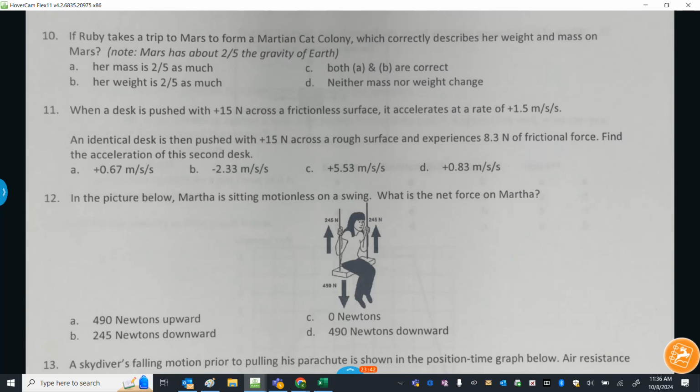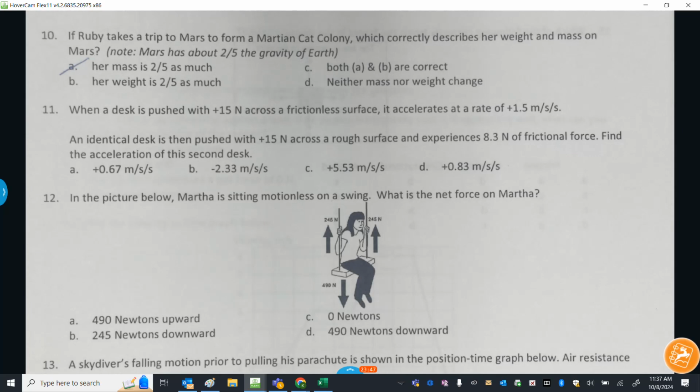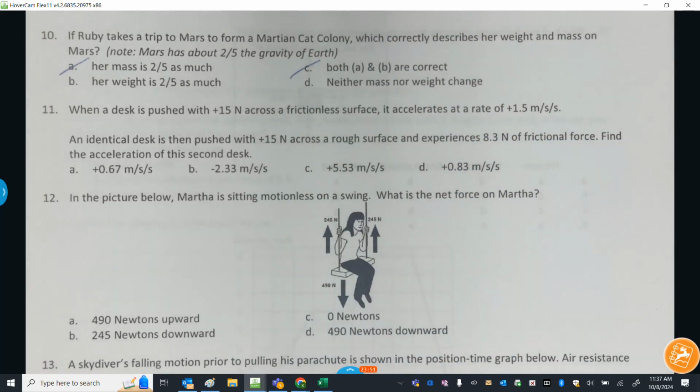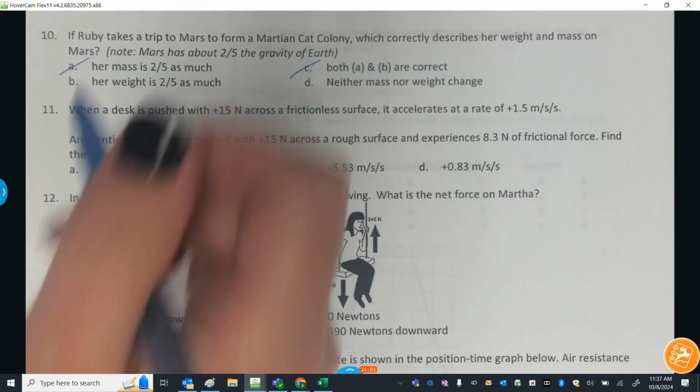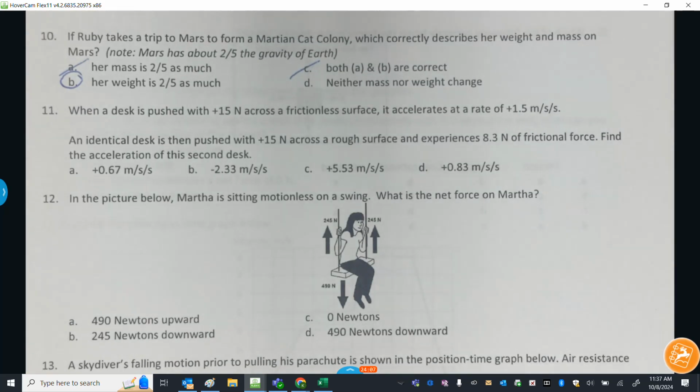So please don't tell me that her mass is 2/5 as much, because it doesn't change. Your weight is what changes. When the gravitational field strength changes, you weigh more or you weigh less. But the amount of matter that makes up you does not change. Okay, but her weight would be 2/5 as much. That's just something you need to memorize. You can kind of see it in the equation as well, but I would definitely memorize that. Questions about number 10?